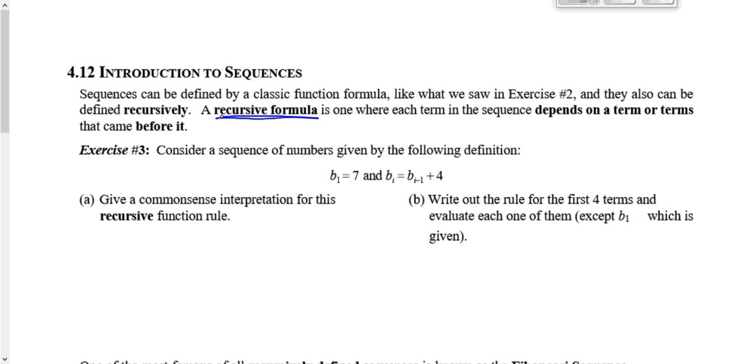So for a recursive formula, you're given the first term, okay? And then a rule to find the next term. Okay? And you just keep following that rule as far out as you need to go, for the number of terms in the sequence. Okay?